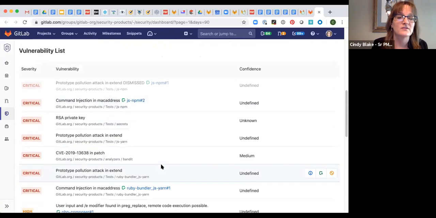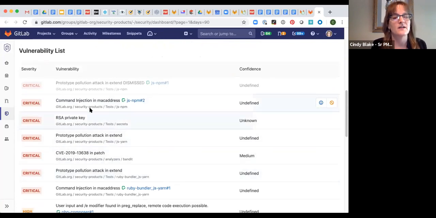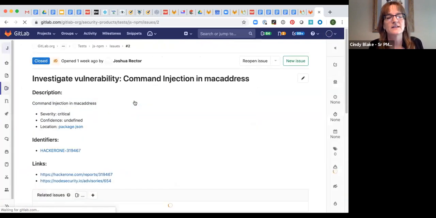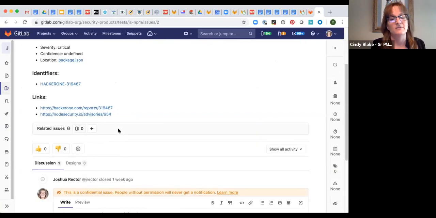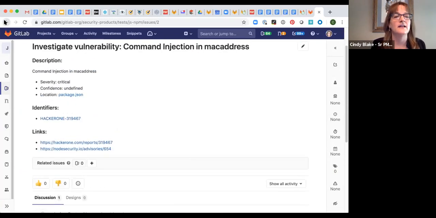And then these are the actual individual vulnerabilities. I can see here this command injection was a critical, and it's in test, by the way, in our test bed, so that's why we're not too concerned about it. But I can click this and go to the issue, and I can see that the status of that issue is closed. I can see what was done and how it was handled.